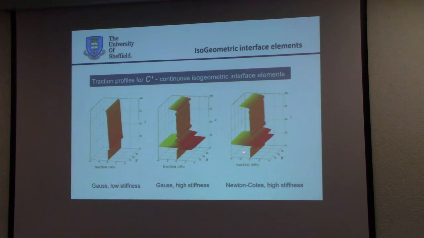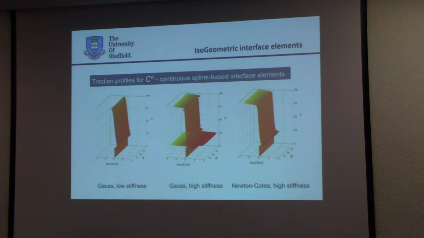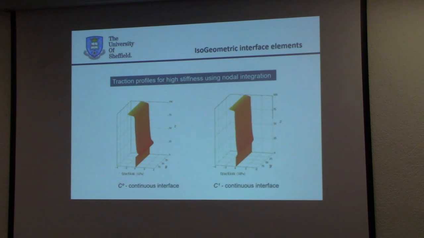The problem is now even that with Newton-Cotes it doesn't work. So the only way where we could get it working is when we had here a lumped integration. So only then, with nodal integration, we got it right. Don't ask me how, why exactly. This is just trial and error.